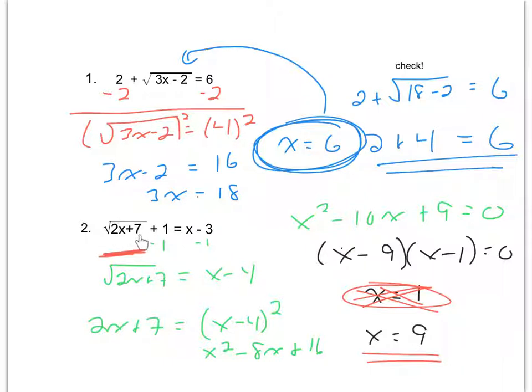18 plus 7 is 25. The square root of 25 is 5. 5 plus 1 is 6. 9 minus 3 is 6. Guess what, boys, girls, ladies, gentlemen, and everybody else? 9 works. 6 equals 6. So the answer is just x equals 9.